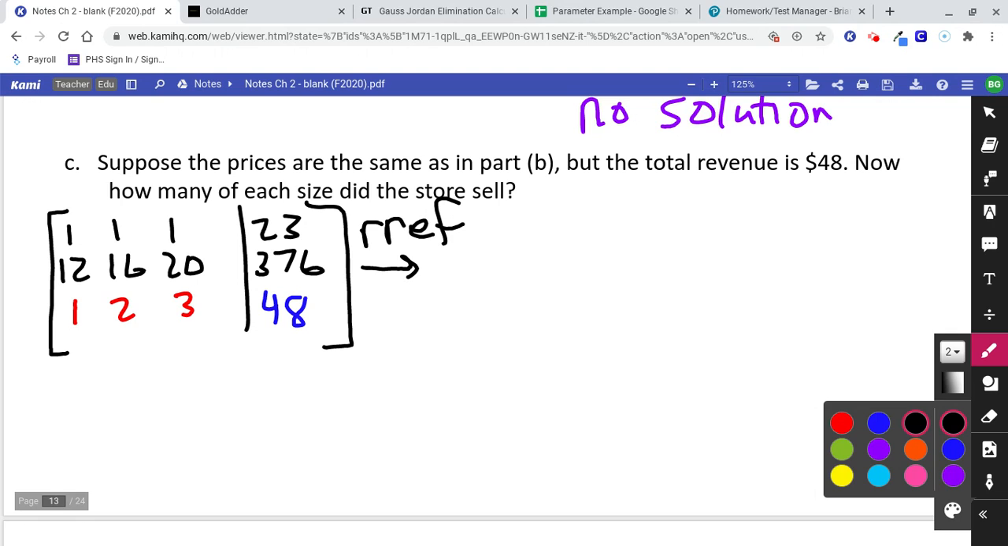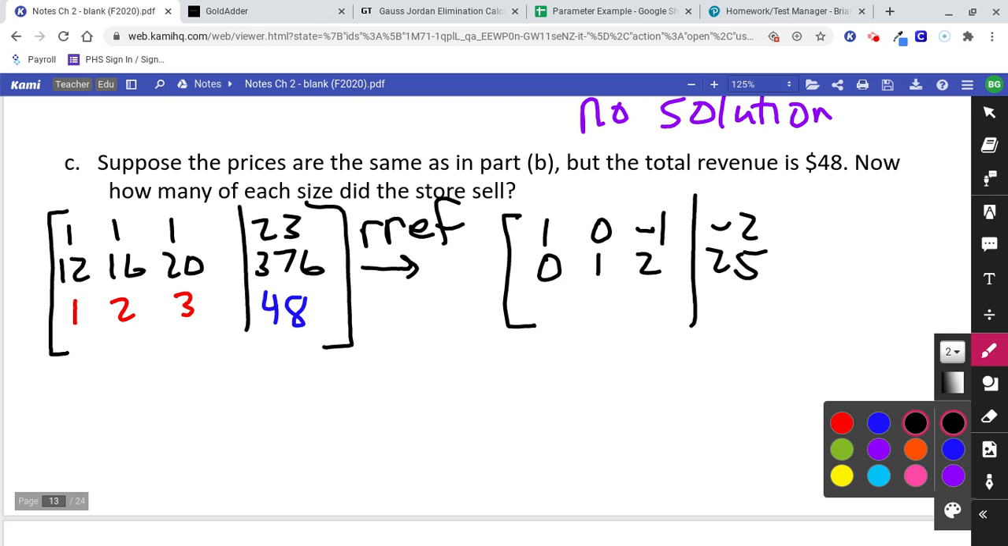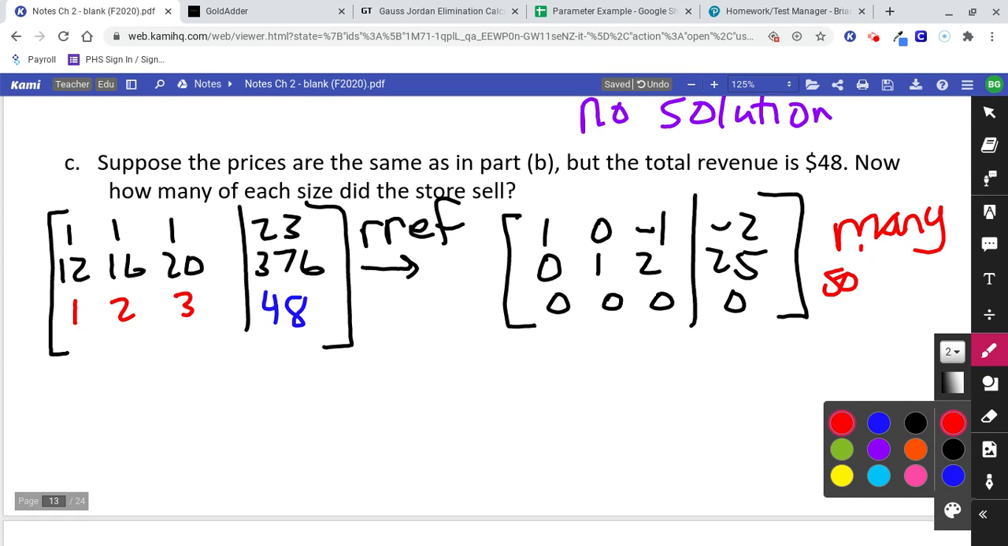So we did our RREF, and we got 1, 0, negative 1, negative 2, 0, 1, 2, 25. And actually the 0 rows, it's not even really important. You can put them in there if you want to, but you can leave it out as well. So what happens when we know it's many solutions? We already know it's many solutions, but we can go even further than that.